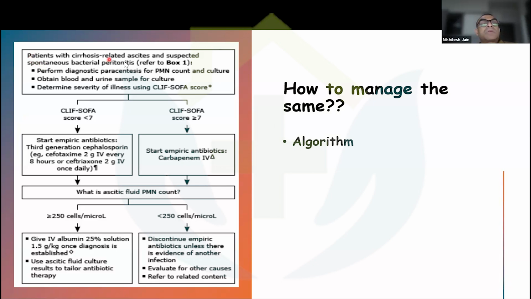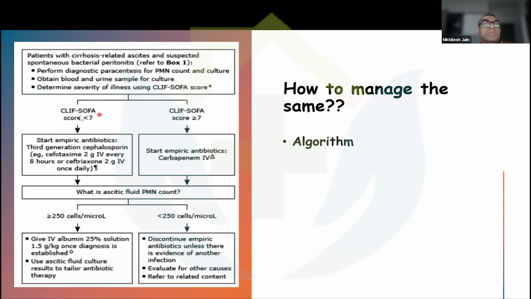So you've got patients with cirrhosis-related ascites and suspected SBP. You perform a diagnostic paracentesis for polymorph count and culture, obtain your blood and urine samples for culture, and determine the severity of illness using something called the CLIF-SOFA score. Now, do remember why it is important.